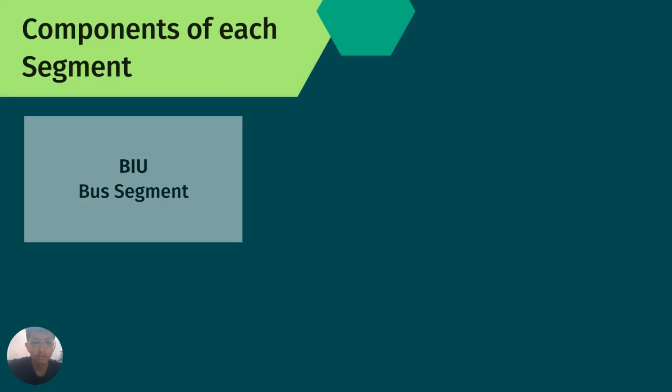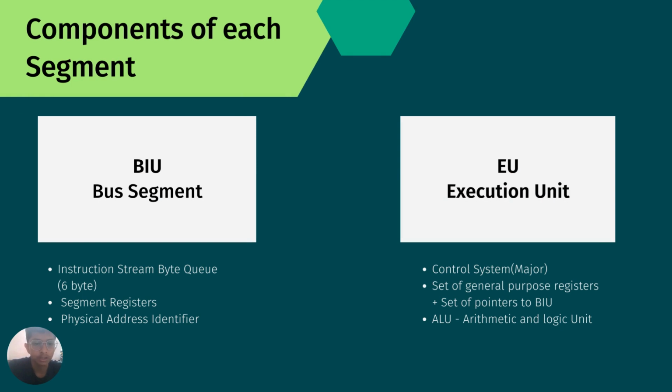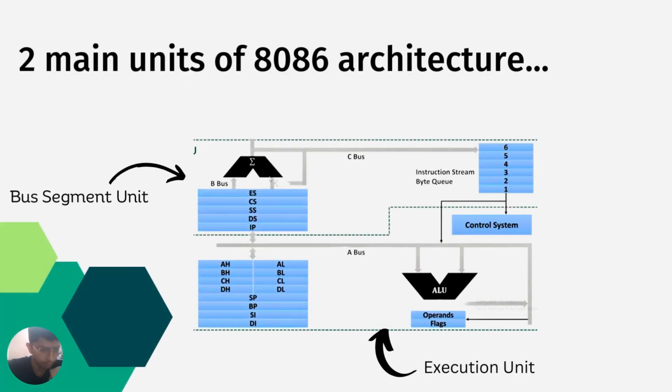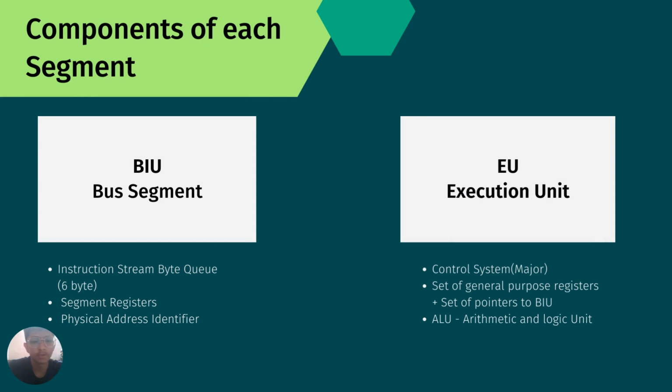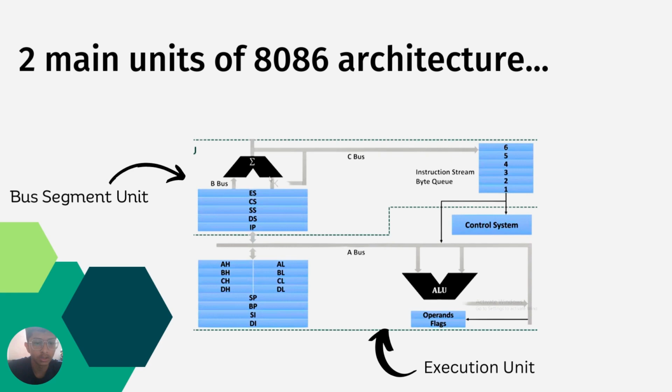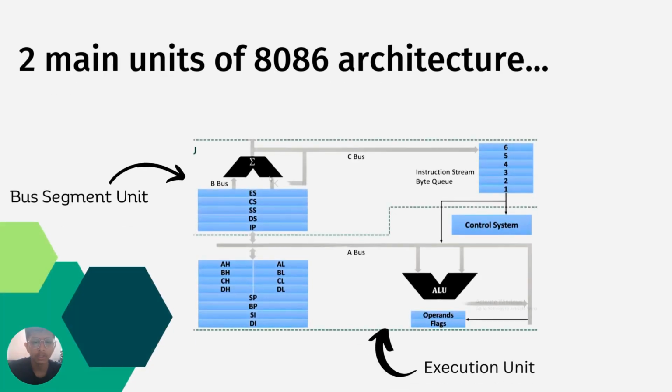Now, moving further to the other component, the execution unit. It contains the control system, which is the major component of the whole 8086 microprocessor. The instruction stream byte queue directly approaches the control system and further moves to the ALU. The control system performs all the controlling tasks, which we will explain further. It also has the set of general purpose registers and the set of pointers. These are the pointers we will be using for accessing the registers. It also contains the ALU, the arithmetic and logic unit, which we will use further.